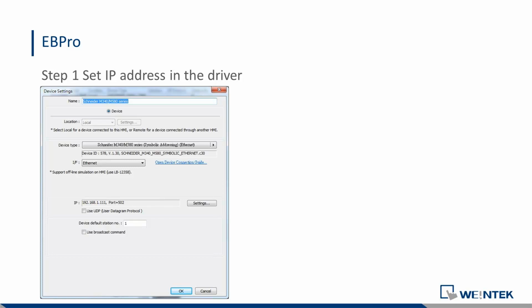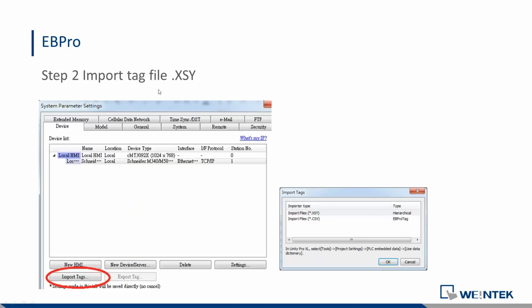The driver's name is Schneider M340/M580 series with symbolic addressing. You need to choose this driver, set the IP address, and just import the tag file with the .xsy format. Then you can start to edit your EasyBuilder Pro project to communicate with the PLC. So the setting is actually quite simple.